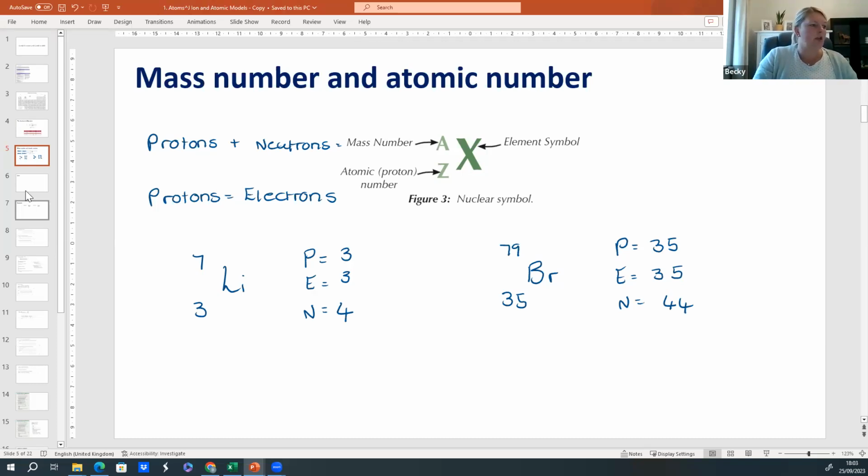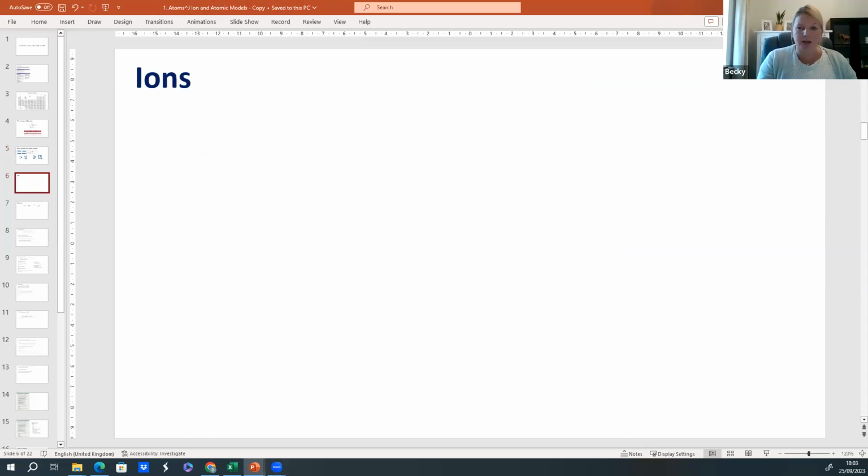Okay. So an ion then. An ion is a charged particle. So when an atom loses or gains electrons, we then refer to it as an ion.